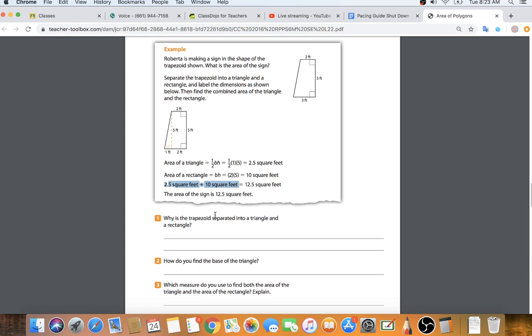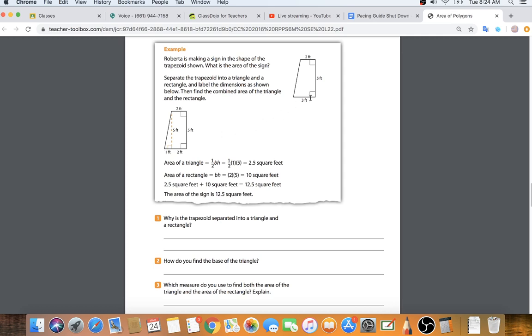Number 2 says, how do you find the base of the triangle? This base right here of this triangle, it's 1. But the whole base in the bottom is 3. I know that this is 1 because the base on top is 2, and my base for my rectangle is 2. That means I would have 1 left over.